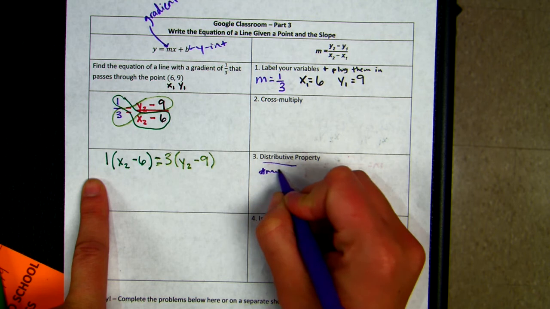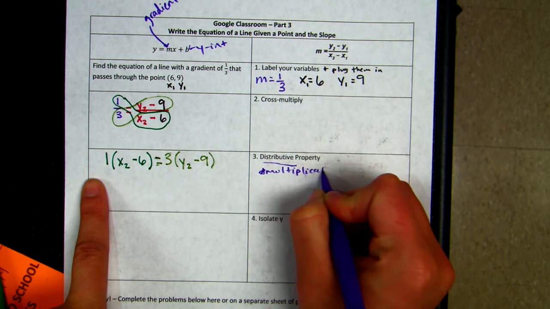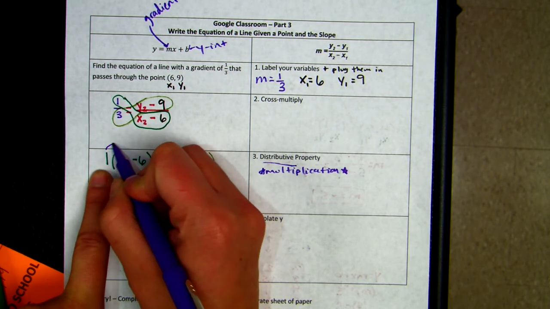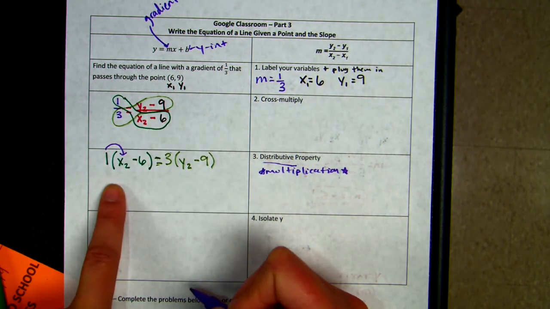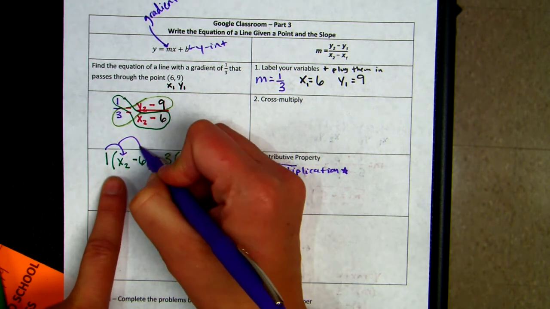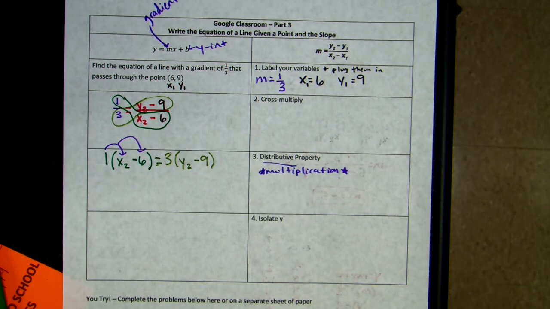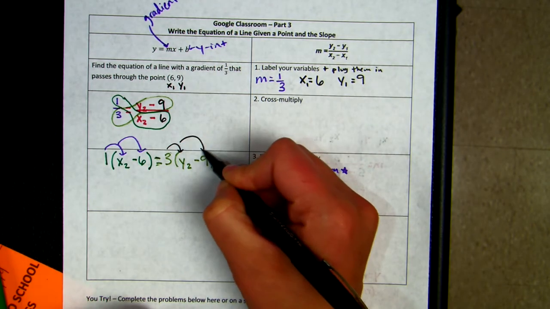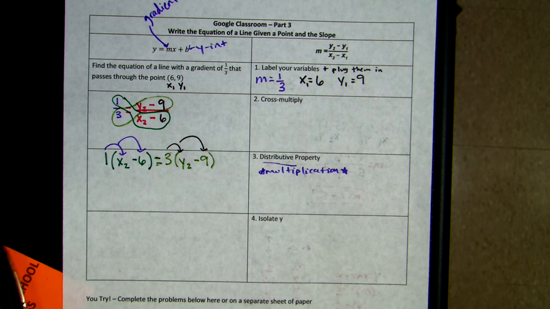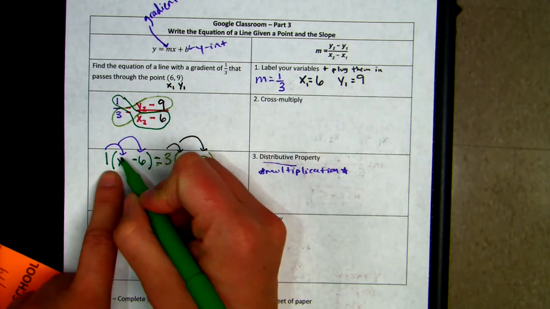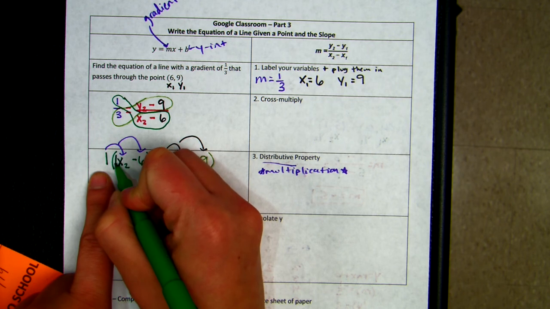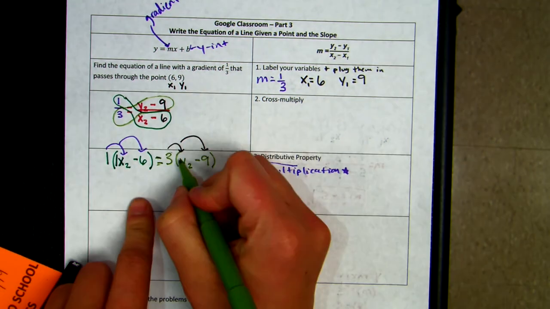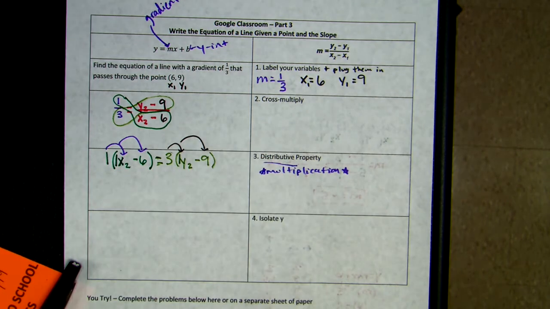Distributive property is going to be multiplication of everything inside the parentheses. So I'm going to take 1 and I'm going to multiply it by x2. I'm also going to multiply it by -6. I'm going to take 3 and I'm going to multiply it by y2 and multiply it by -9. Now, if it helps you remember multiplication, in front of this x2, we can write an imaginary 1. And in front of y2, we can do the same thing. Write an imaginary 1 in there to help us distribute.